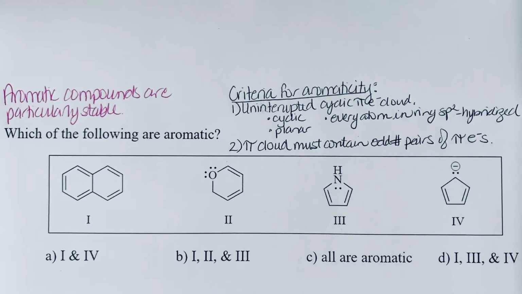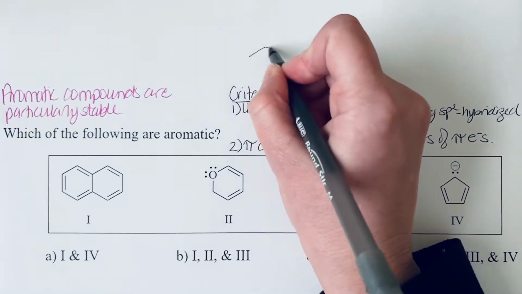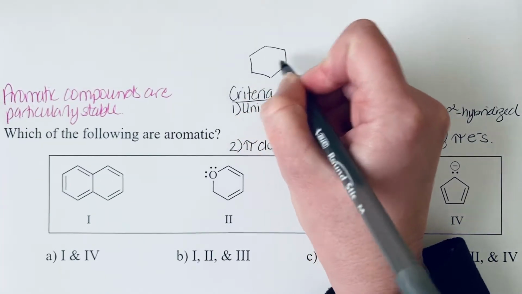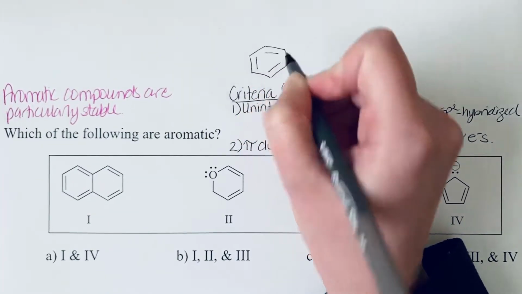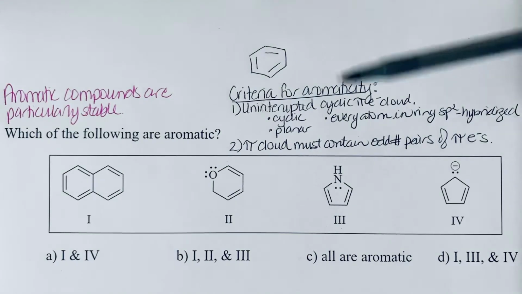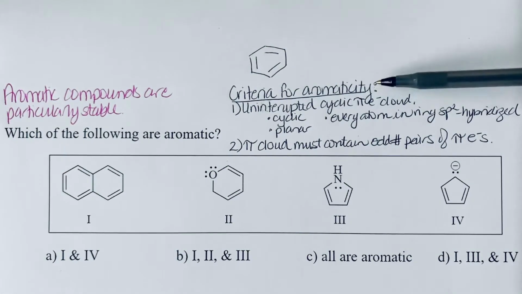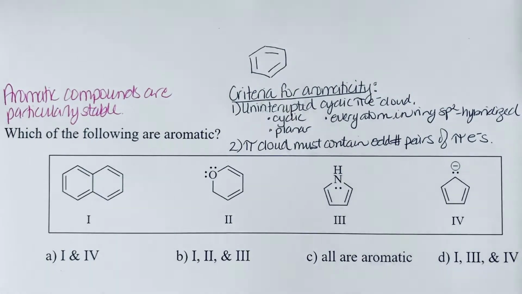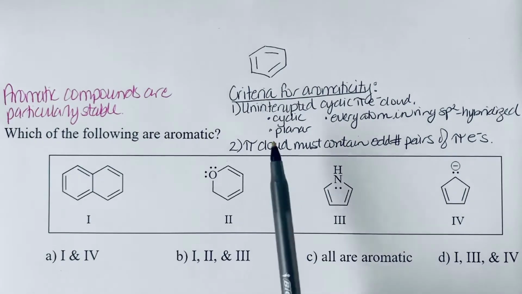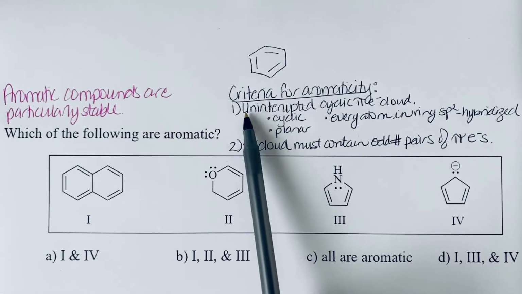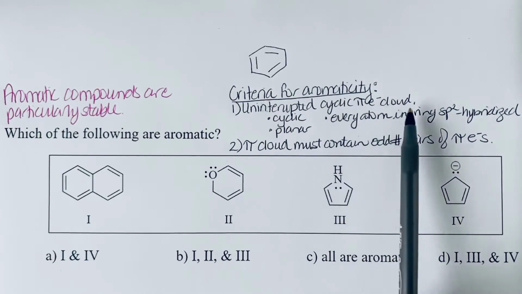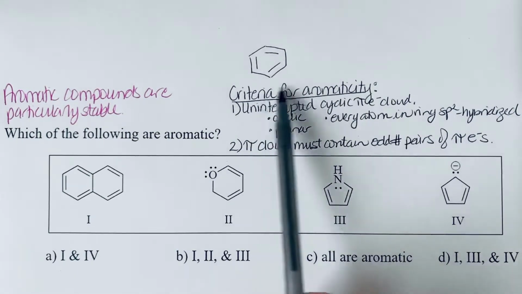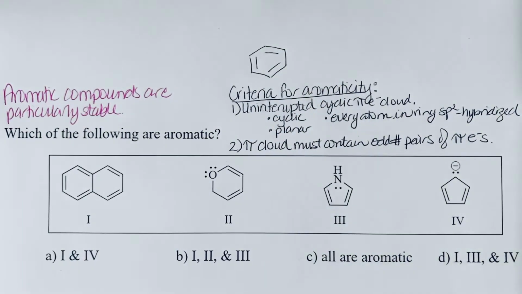So the most common example of an aromatic compound that you're going to see is benzene. So this is the first one you're introduced to. And so here's the structure of benzene, and we want to take a look at applying the criteria for aromaticity, and we'll use benzene as an example at first. So what you need to have is an uninterrupted cyclic pi electron cloud. So this allows for you to have resonance completely around that cyclic system.